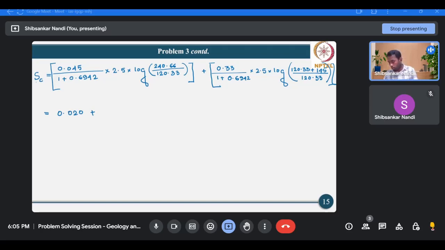Now for the second component, okay, sorry. Here it's sigma c prime, that is 240.66.